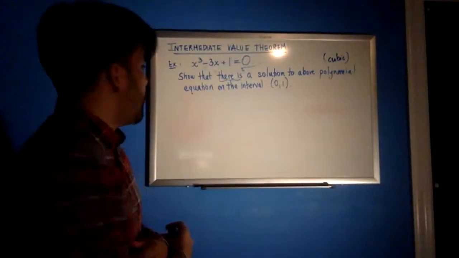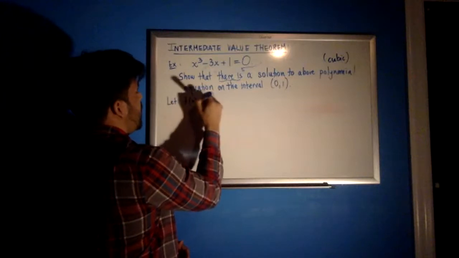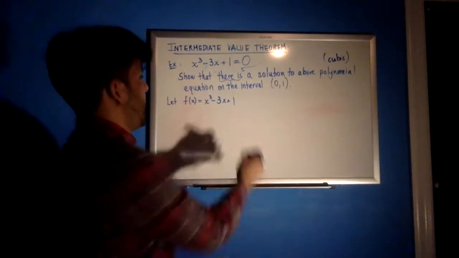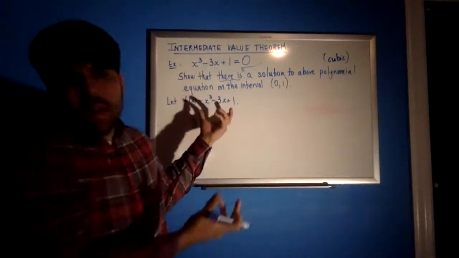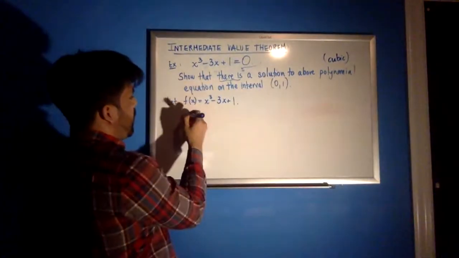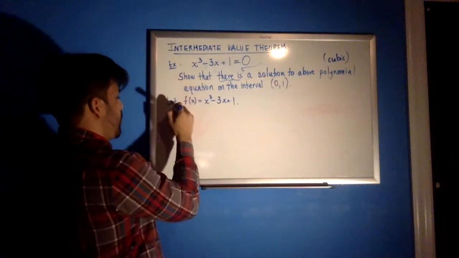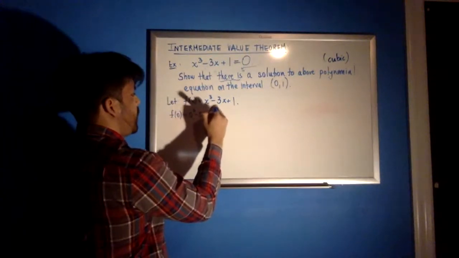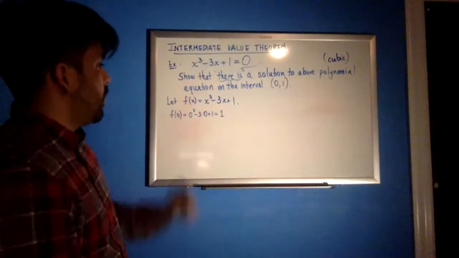So what am I going to do? I'm going to say this. I'm going to let my function f of x equal x cubed minus 3x plus 1. So all I'm doing is letting this polynomial be my function f. And I'm going to say what happens to my function at 0. So f of 0 is 0 cubed minus 3 times 0 plus 1, which equals 1. So I got 1 when I plug in 0 into my function.